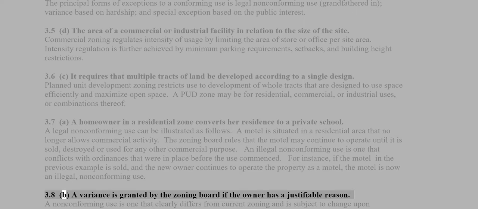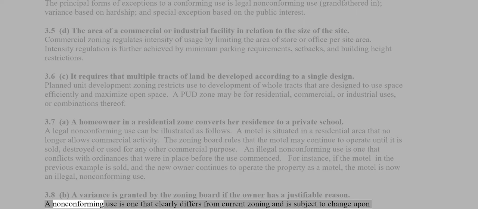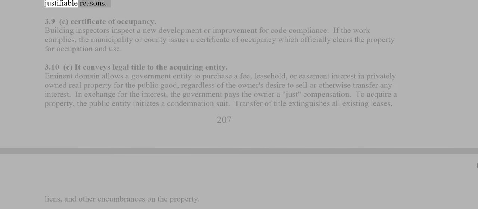3.8 B. A variance is granted by the zoning board if the owner has a justifiable reason. A non-conforming use is one that clearly differs from current zoning and is subject to change upon conveyance. A zoning variance allows a use that differs from the applicable ordinance for a variety of justifiable reasons.